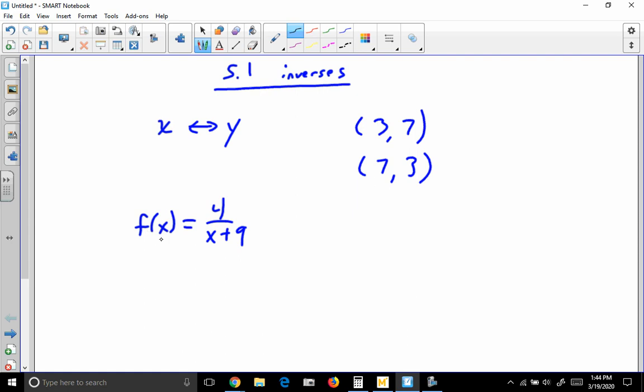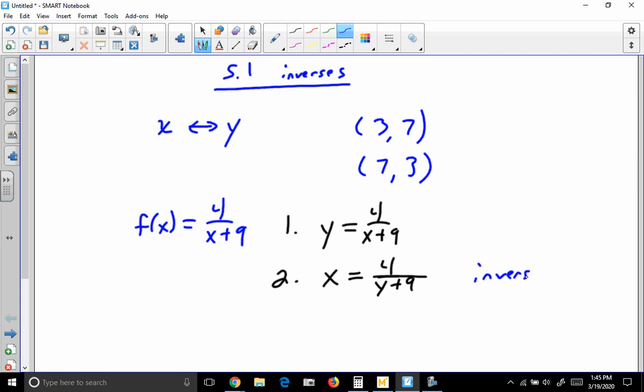We begin by changing f of x to y notation and writing the rest of the function. That was step 1. Step 2, everywhere we have a y, we're going to change it to an x, and everywhere we have an x, we're going to change it to a y. So now this actually is the inverse of the original function. But we want to solve this for y so that we can put it in function notation.